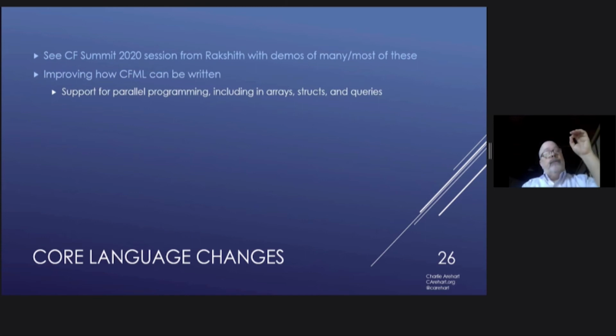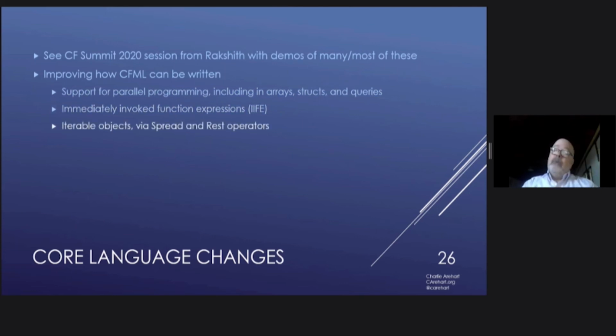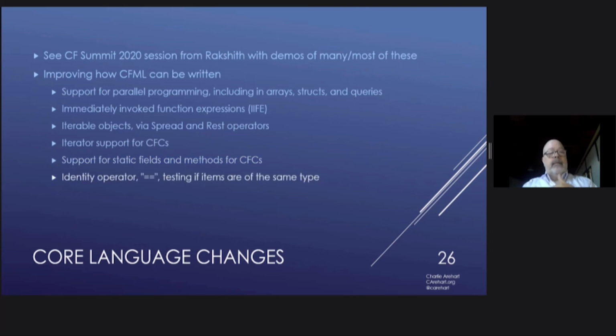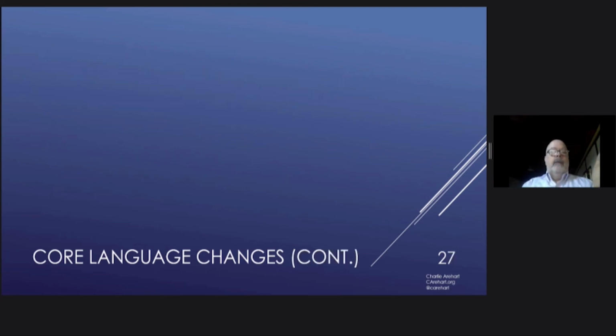So there's support for parallel programming in arrays and structs and queries. There's support for immediately invoked function expressions. There's support for iterable objects with spread and rest operators, for those familiar with those concepts from other languages. There's iterator support in CFCs. There's support for static fields and static methods in CFCs. There's an identity operator for testing if items are the same type. And that's not all. Let's keep going.